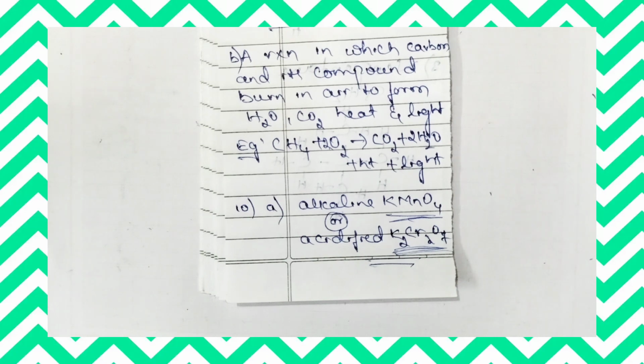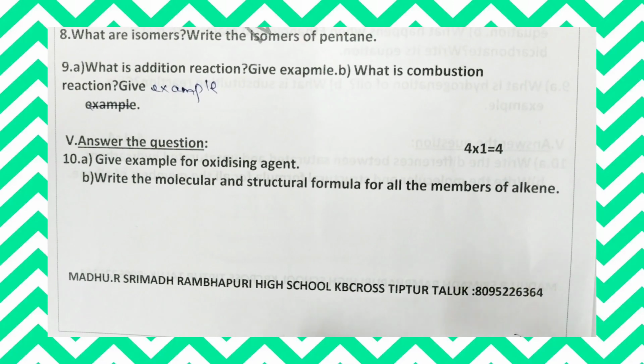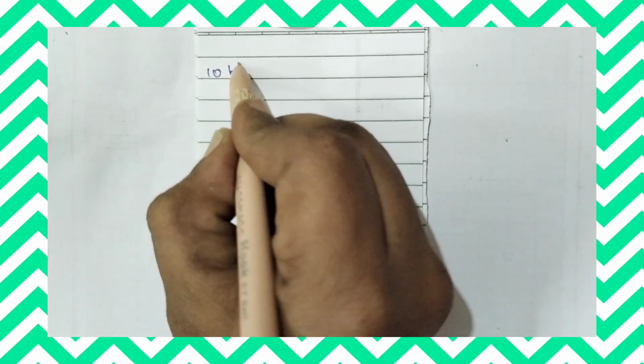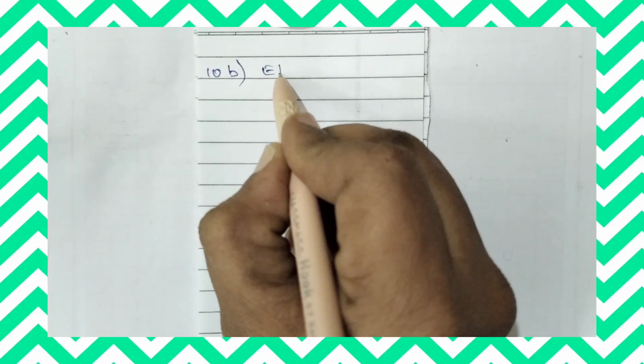Now let us move to the second question. B, write the molecular and structural formula for all the members of alkene. So let us start from ethene. In alkene, methane does not come. So let us start from alkene, that is ethene. So 10th one B, first one ethene.